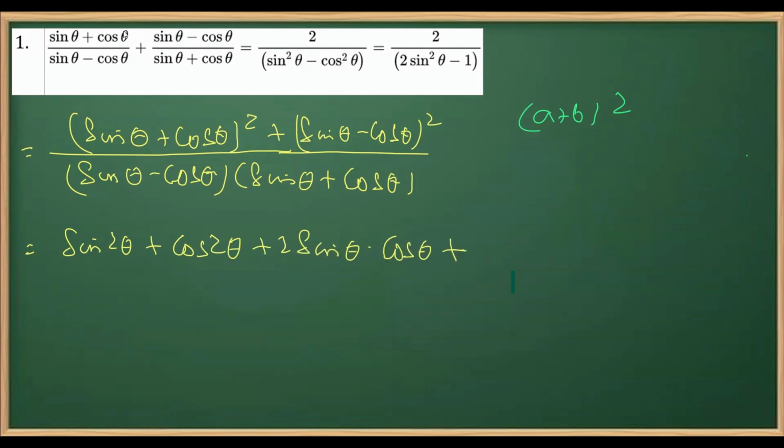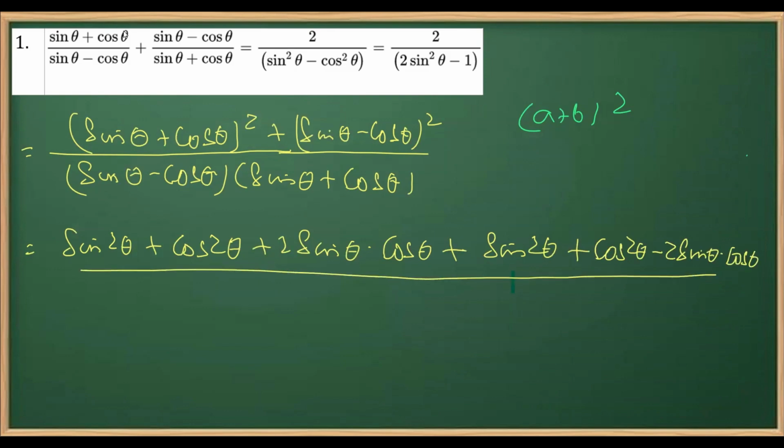And for the other part, what is this? This is again a square. This is a minus b whole square, right? A square plus b square minus 2 times a into b, that is 2 times sine theta into cos theta. And that whole divided by, you can see over here the denominator is in the form of a minus b into a plus b, which is a square minus b square. So it's sine square theta minus cos square theta.